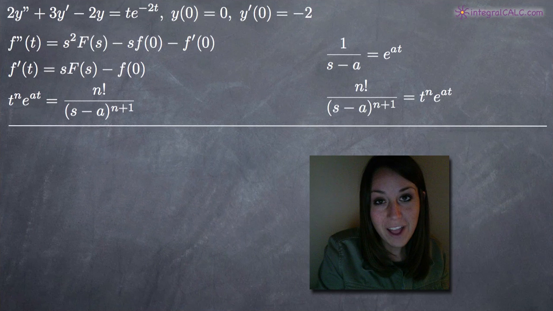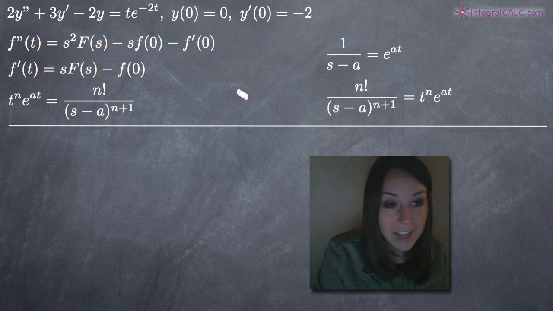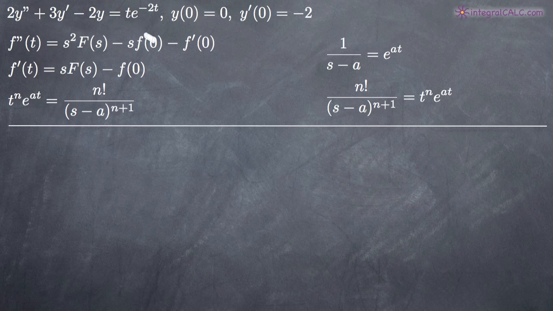Today we're going to be talking about how to solve an initial value problem using Laplace transforms. In this particular problem we've been given this second-order equation: 2y double prime, or the second derivative of y, plus 3y prime, or the first derivative of y, minus 2y is equal to t e to the negative 2t. We've also been given two initial conditions, y of 0 equals 0 and y prime of 0 equals negative 2.